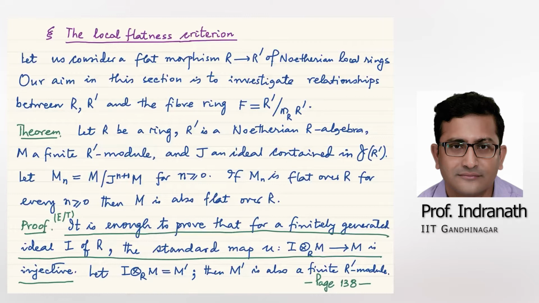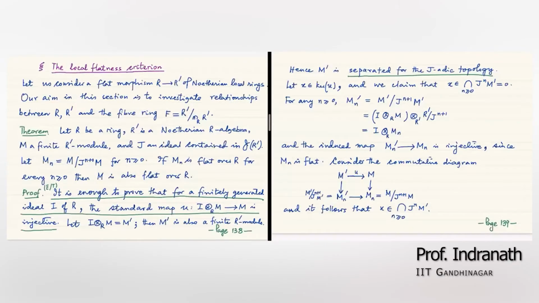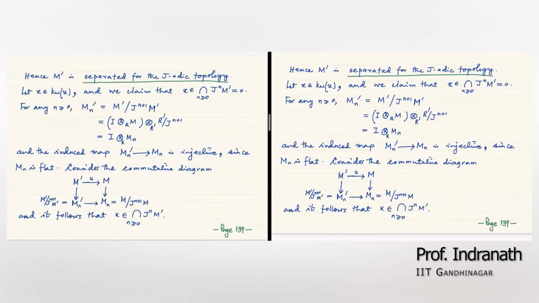And also you have to notice why we require that J to be contained in the Jacobson radical. Okay, so let us call it M'. Then M' is also a finitely generated R'-module. So first of all, I'm saying that it's a finite R'-module, and hence M' is separated for the J-adic topology. Now that's exactly where I said that I would be using a little bit of this language of linear topologies. So let me go through a quick introduction or brush up, whatever you call it.